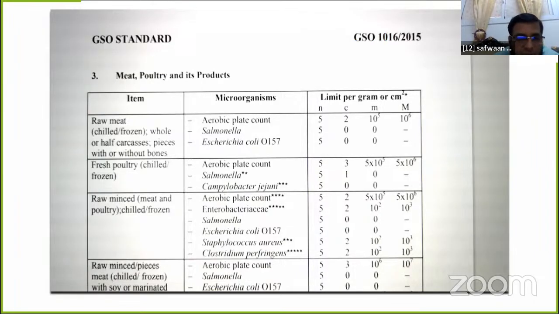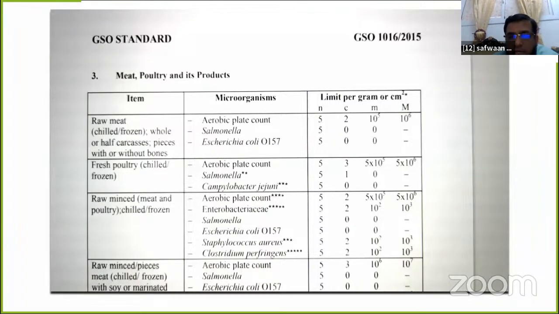The tests which the microbiology lab has to do, there are 3 tests here: aerobic plate count, Salmonella, E. coli O157. Out of these 3, aerobic plate count is the enumeration test, whereas Salmonella and E. coli are detection tests. In the coming slides, I will discuss the difference between these two, the enumeration and detection. Here you can see on the right side, the guidance, the number of samples to be tested, what is the permissible level, m and capital M.